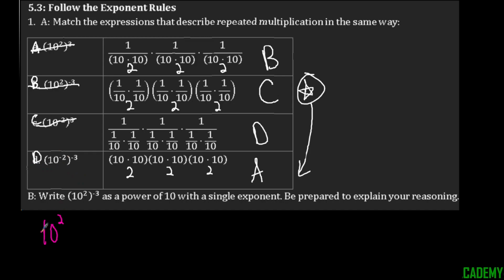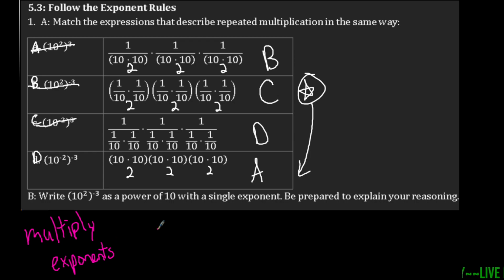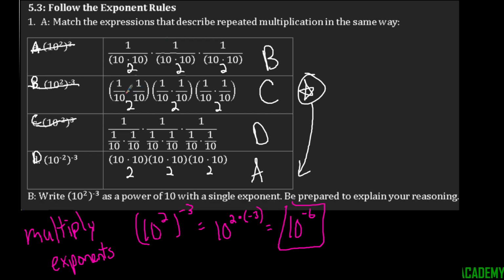Since I'm raising the exponent, I am multiplying, so I multiply the exponents. I'm saying 10 squared to the negative 3 power is the same as 10 squared times negative 3, which when I multiply those out, that's going to be 10 to the negative 6 power, which is why when I look at this option, I have that fraction of 1, 2, 3, 4, 5, 6 in the denominator.